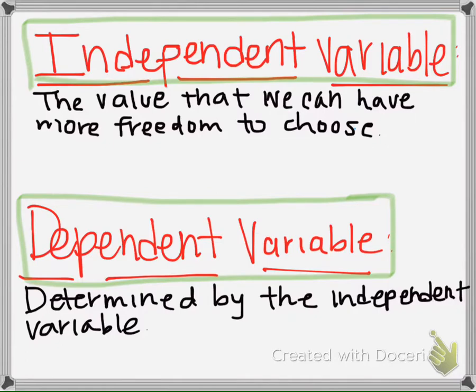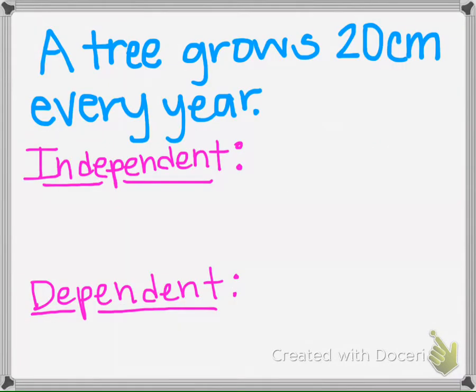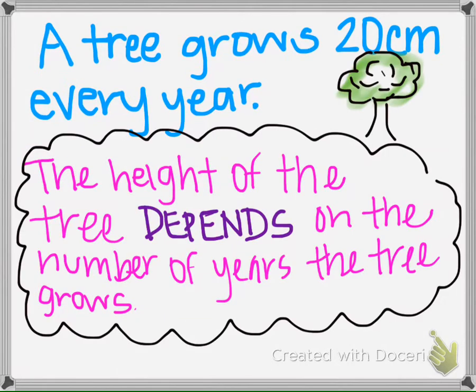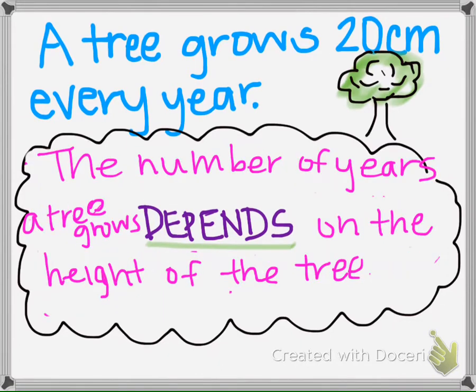So let's take a look at an example. Let's say a tree grows 20 centimeters every year, and we need to identify the independent and the dependent variable. To help us with this, it would be wise to write a statement like this: The height of the tree depends on the number of years the tree grows. Okay, so we have to think if that makes sense.